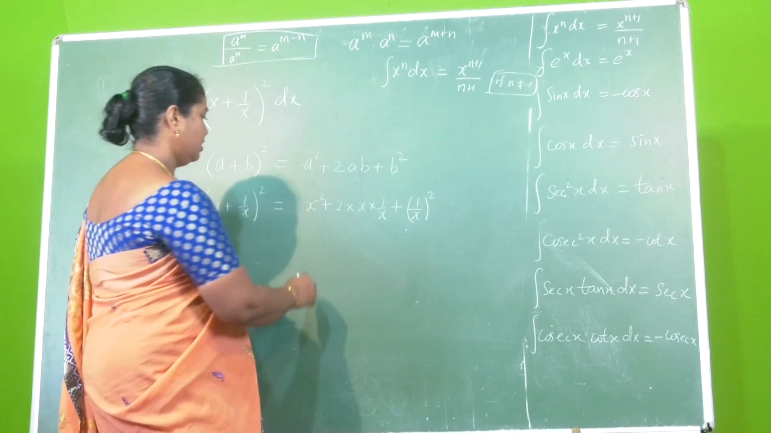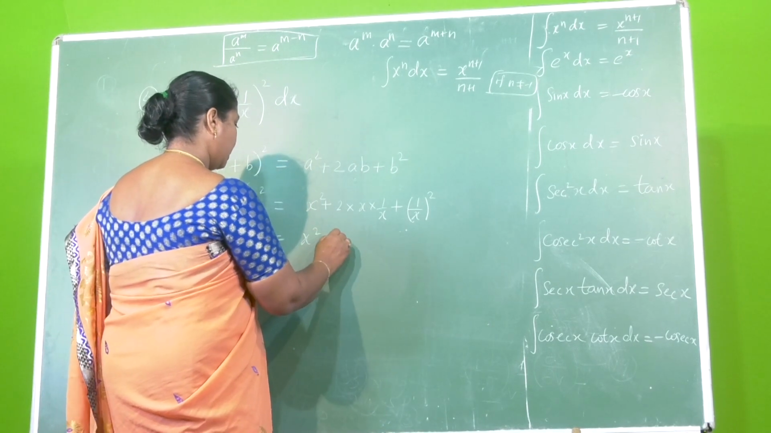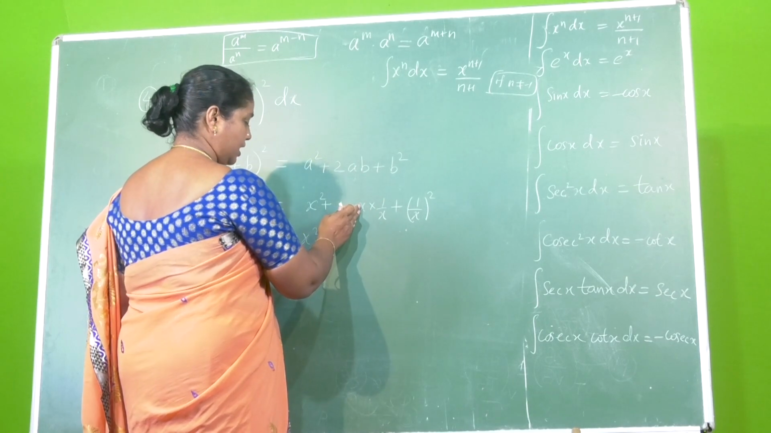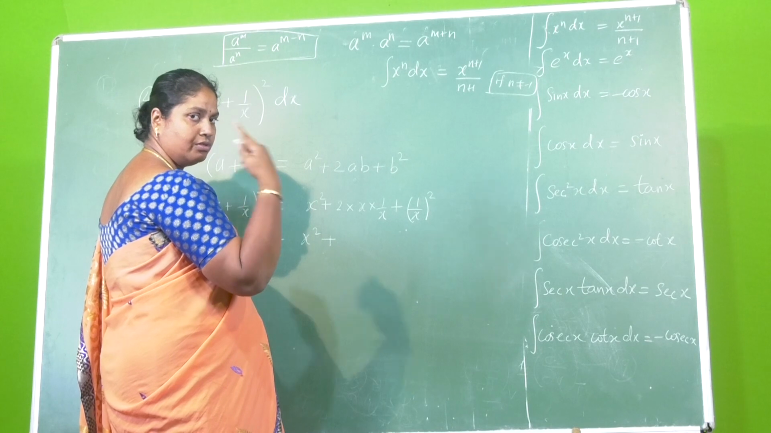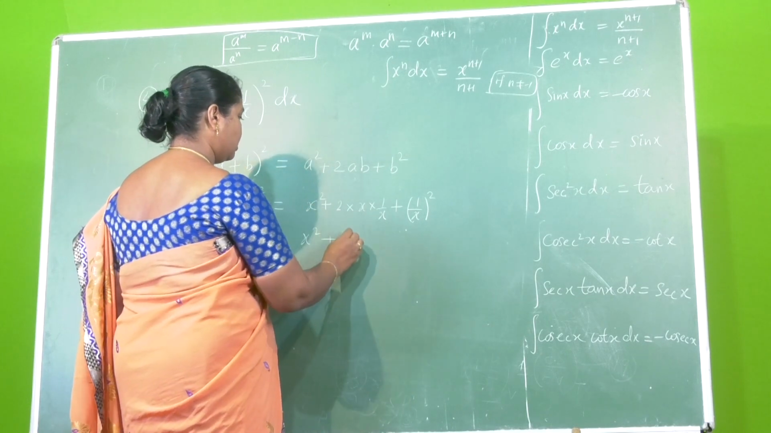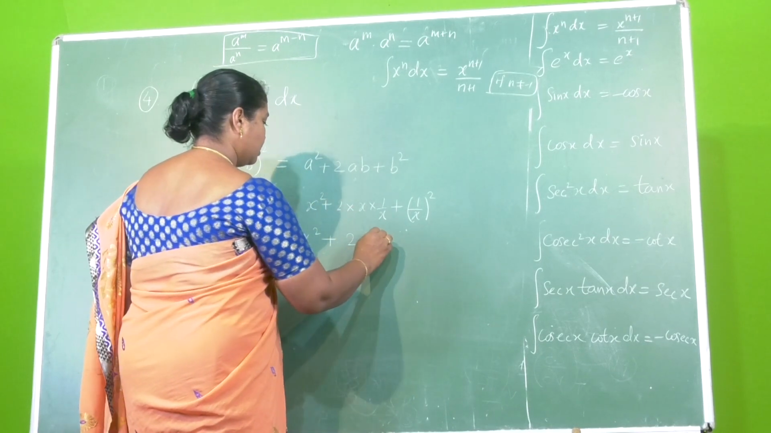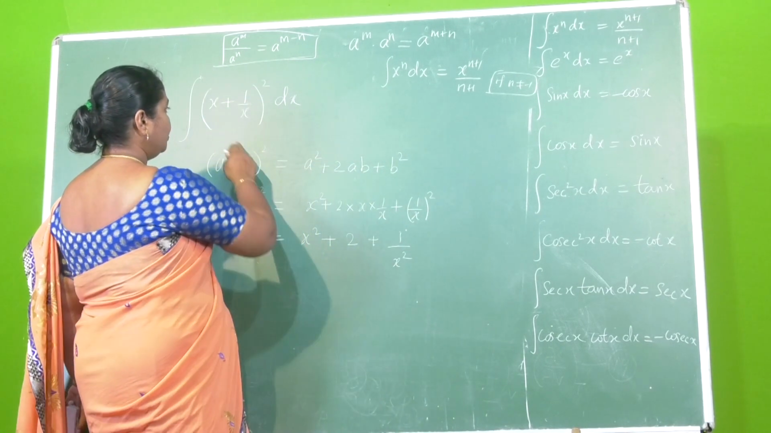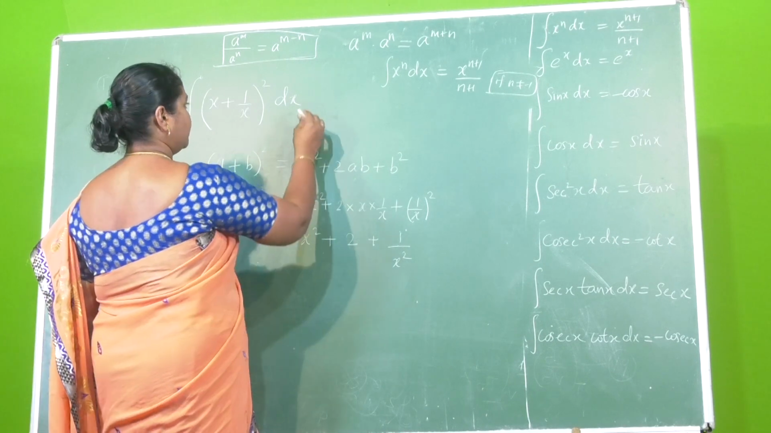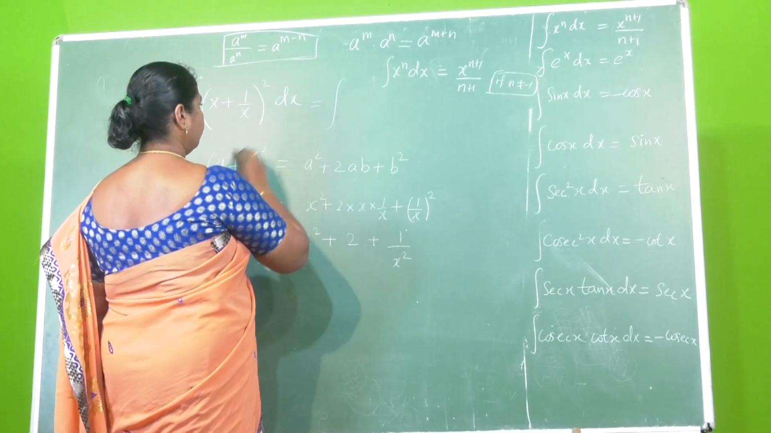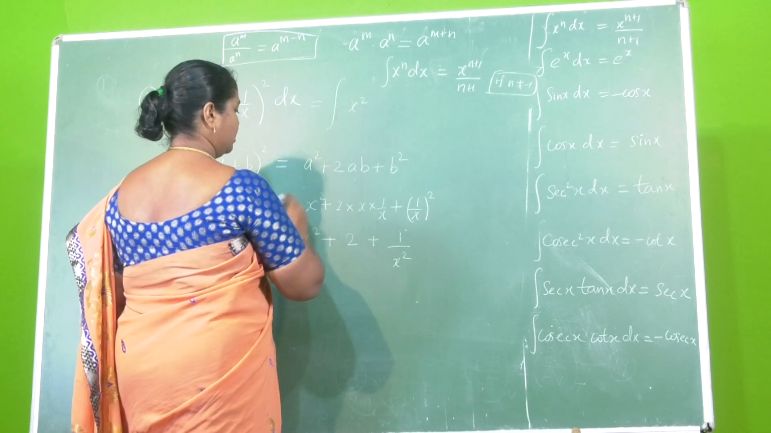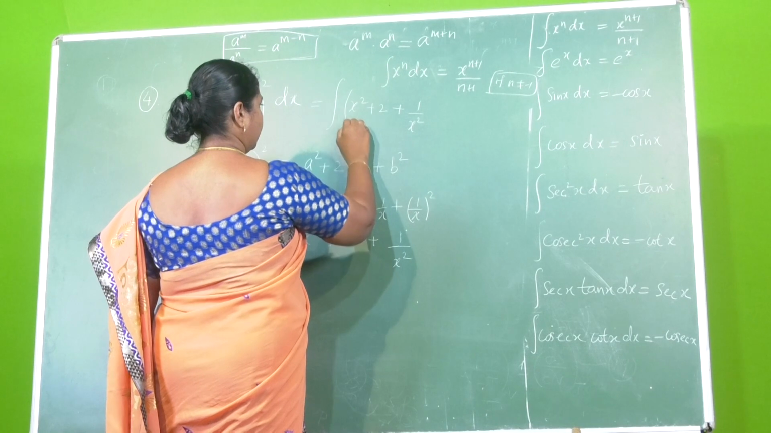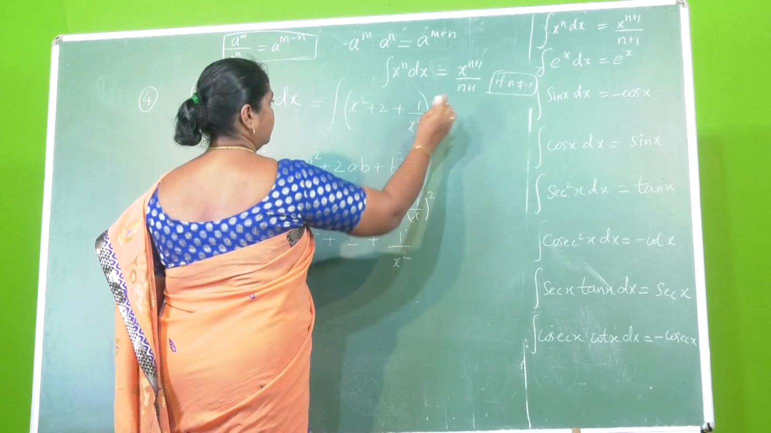So what is this? This is nothing but x square plus x, and 1x can get cancelled. It is in the numerator. See, a number divided by the same number will give you quotient 1, so it will get cancelled. So balance will be 2, plus this will be 1 by x square. Okay, so now you replace this by this expression. So this will give you integral x square plus 2 plus 1 by x square into dx.